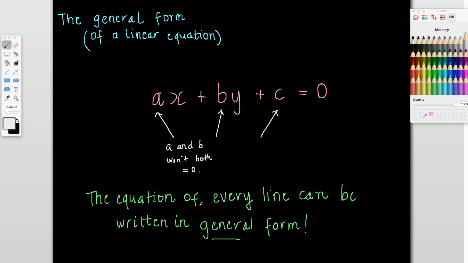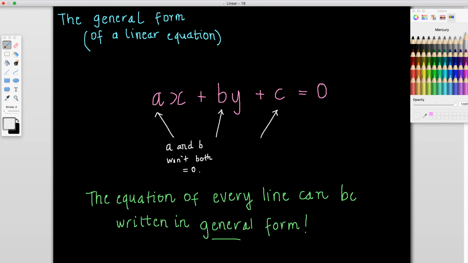Now, importantly, the equation of every single line can be written in this form. So even if you have one that's written in the gradient-intercept form, you can actually convert it to the general form, which is something that we're going to be doing. You can also then, of course, transfer this general form into the gradient-intercept form, which is another thing that I'm going to show you before the end of this video.